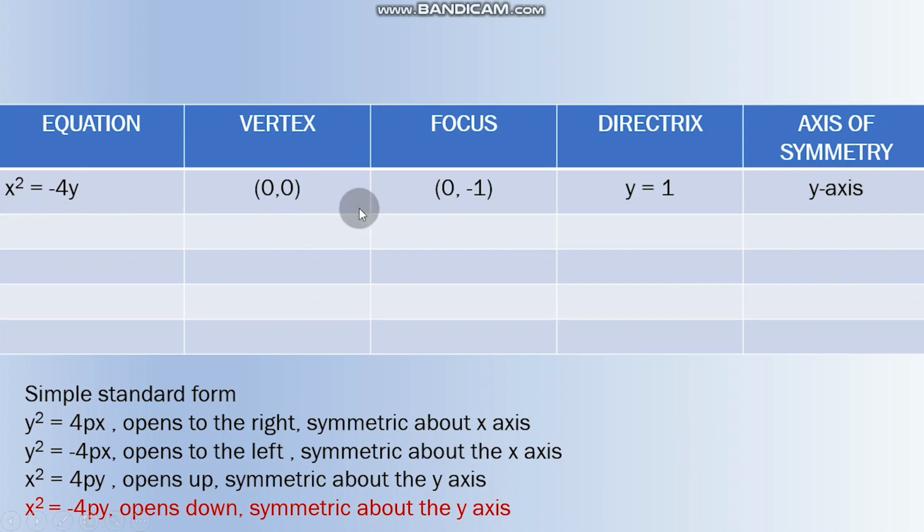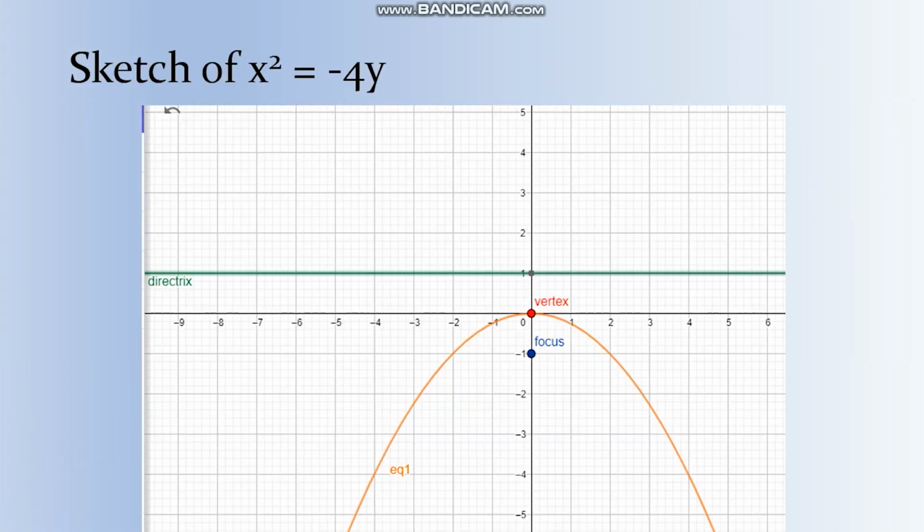So, knowing all this, we can make a sketch. Here is the sketch. Let's analyze. Again, the parabola opens downwards. The vertex is at the origin, the focus is 1 unit down, and the directrix is 1 unit up. The directrix is this green line, whose equation is y is equal to 1. Okay? So, that's how you analyze x squared is equal to negative 4y.